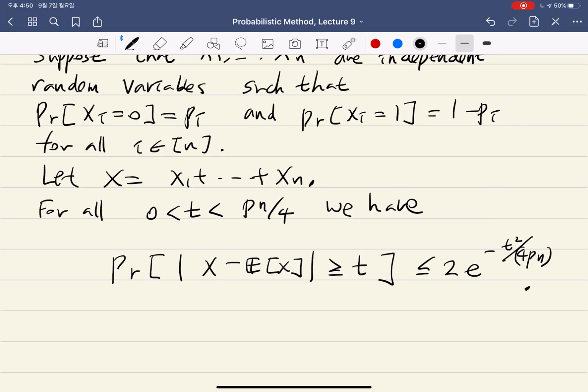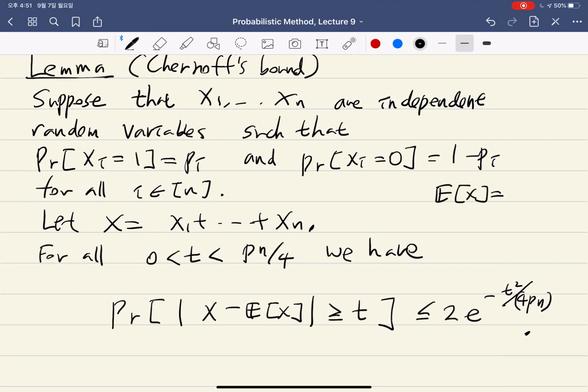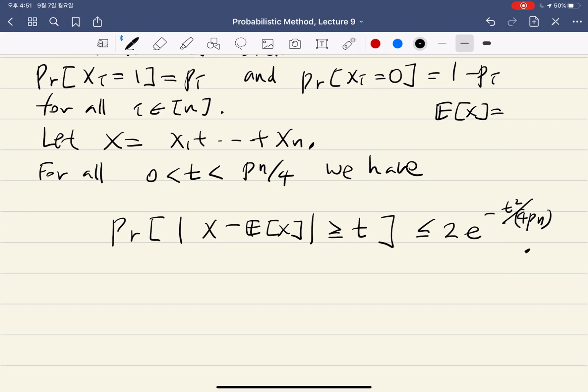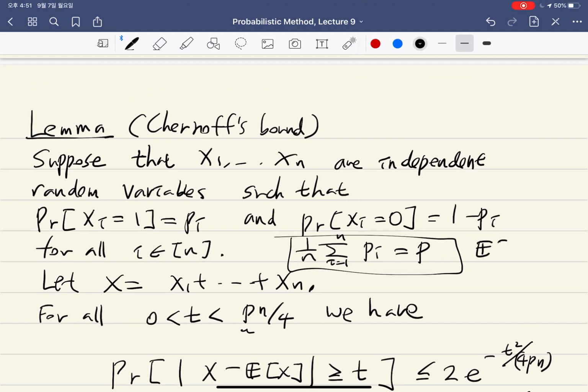So we get this upper bound, which is roughly e to the negative t squared over some constant times the expectation of x. Let's write it the other way around. It's 1 with probability p, and it's 0 with probability 1 minus p. And the expectation of x is roughly, let's say, the summation of pi times 1 over n is p. So on average, this is p, let's say. Then we know the expectation of x is pn.